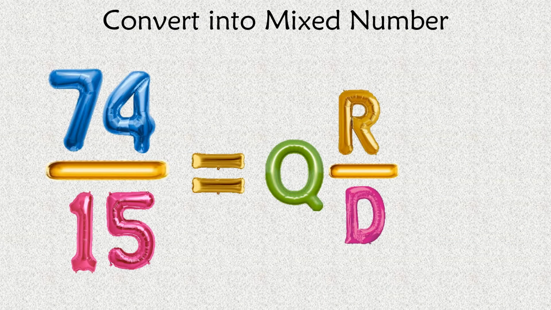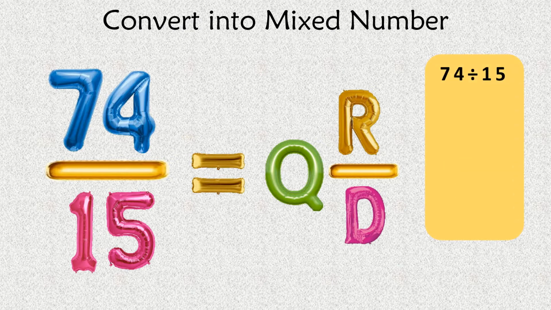Let us solve one more question. Convert 74 upon 15 into mixed number. We know that 74 upon 15 can be written as division sum 74 divided by 15. Now divide 74 by 15. How many times? 4 times, because 15 fours are 60. So write 4 in quotient above the line and subtract 74 minus 60, we get 14 as remainder.